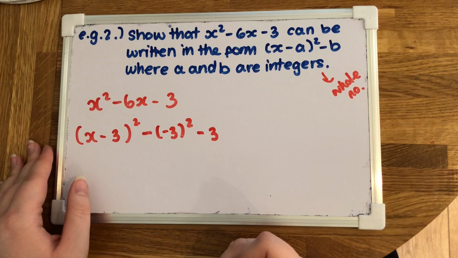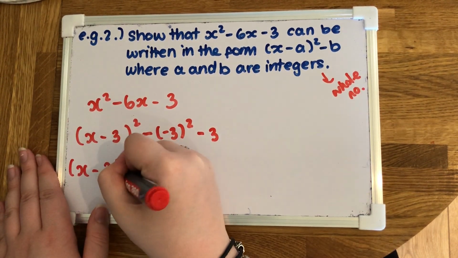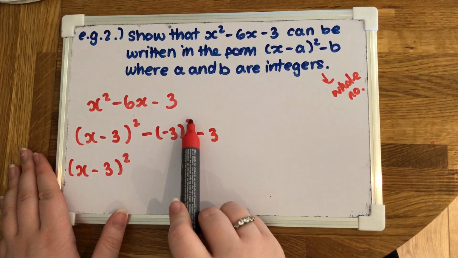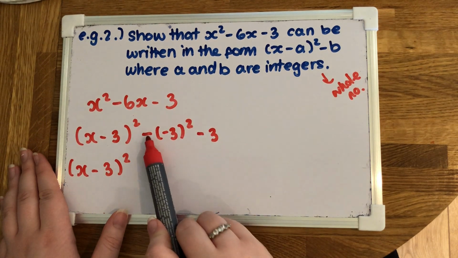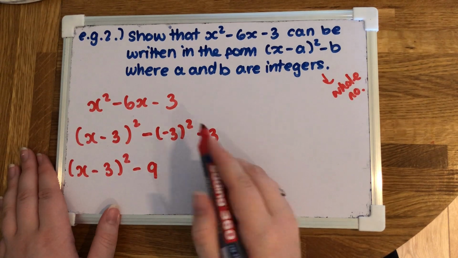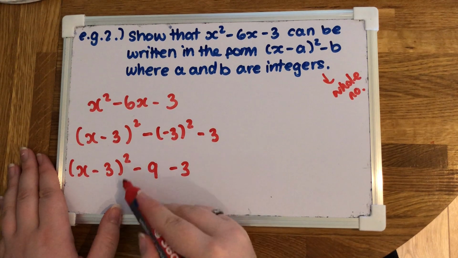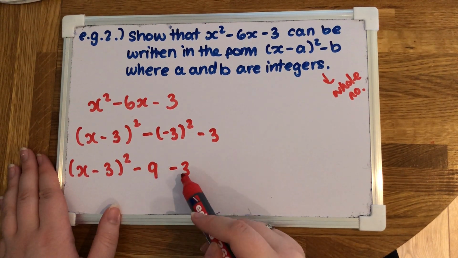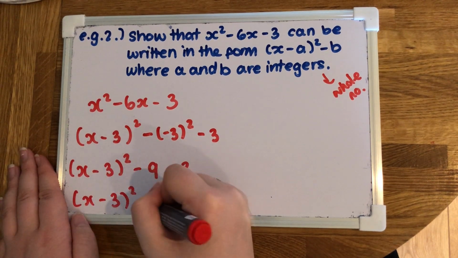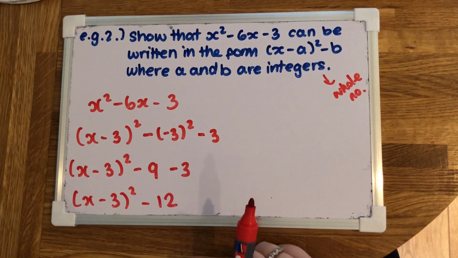Okay, so now we can simplify it. The first bit will just stay the same. Okay, so negative 3 squared is 9, so it's going to be take away 9. Okay, and then we've still got the take away 3 from the end. Then we can simplify this, so negative 9 take away another 3 would give us negative 12. So it's going to be, in brackets, x minus 3 squared, subtract 12.